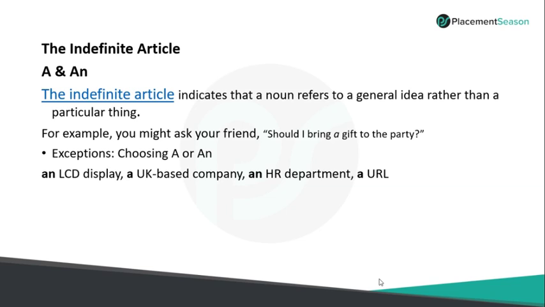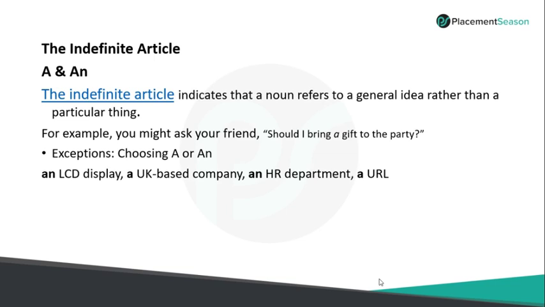Choosing 'a' or 'an'. Look at the examples. A UK-based company. See, U is a vowel, isn't it? Why are we using 'a' there? It's because the pronunciation of UK does not start with a vowel sound. If you want to know more about vowel sounds, plenty of videos are available on YouTube. Try practicing along with the video. There are five vowel sounds. If the word does not sound like a vowel, then you do not give it 'an'.